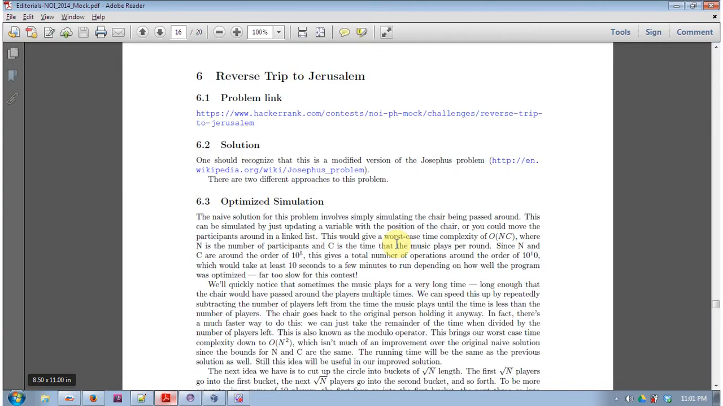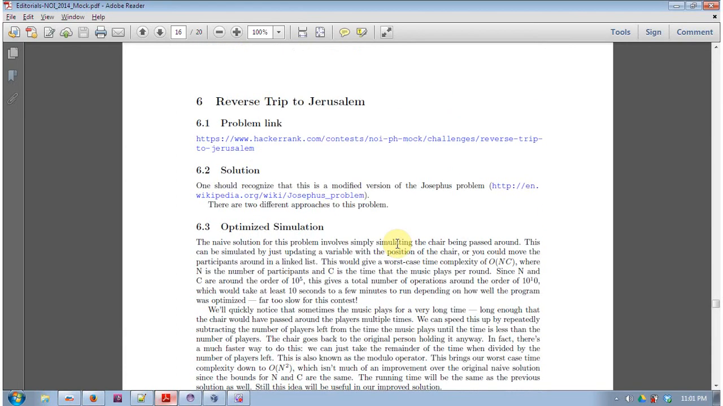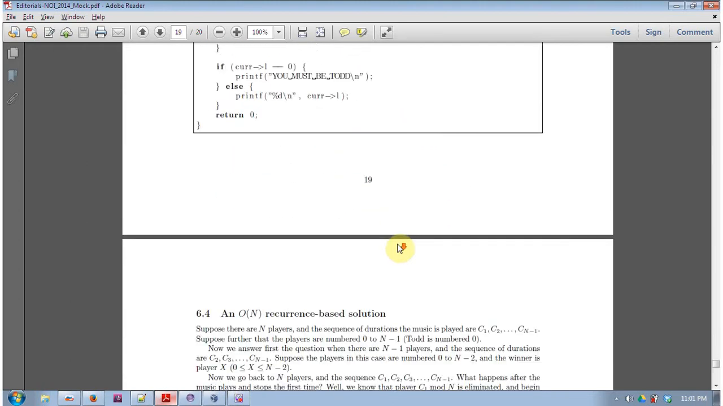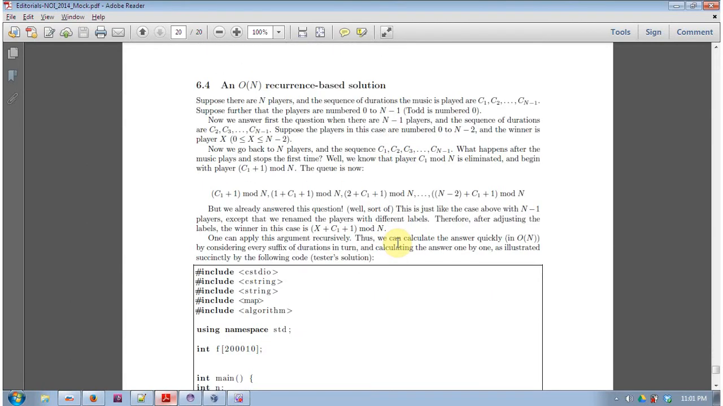Okay, so the guys at NOI have an optimized solution using links, using a tree, and using math. In using math, we just have a sequence C1, C2, C3 up to C of n minus 1. The eliminations, I believe, is first one is C1 and second one is C2 and so on and so forth. So the positions are C1 plus 1 mod n. This is a part that you will be safe.